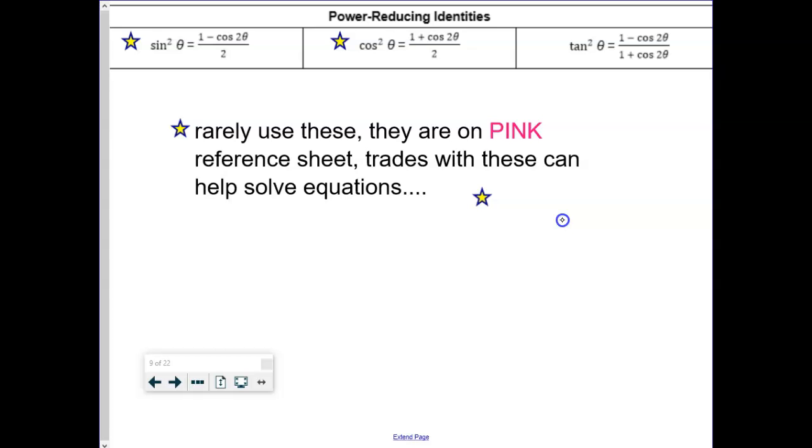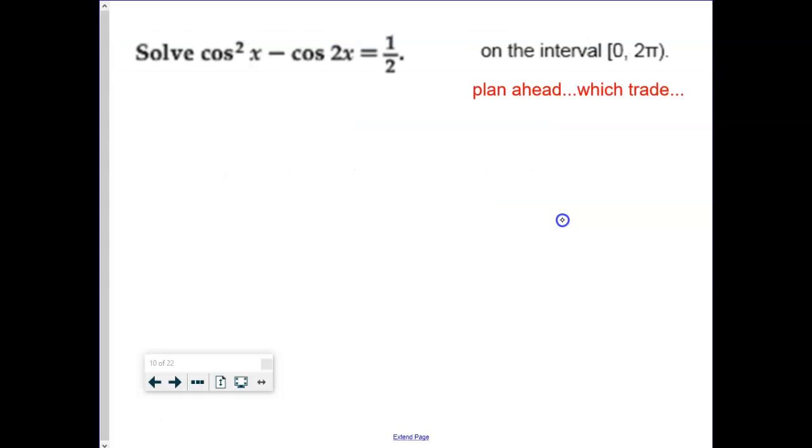But you can imagine it might be handy to be able to take something that was squared and switch it out for something that's no longer squared. I mean, you're taking away a whole level of quadraticness to the problem, which is kind of nice. Turns out I don't really care about them, so I'm going to move on. All right, so let's take a look at this one. Cosine squared x minus cosine 2x.